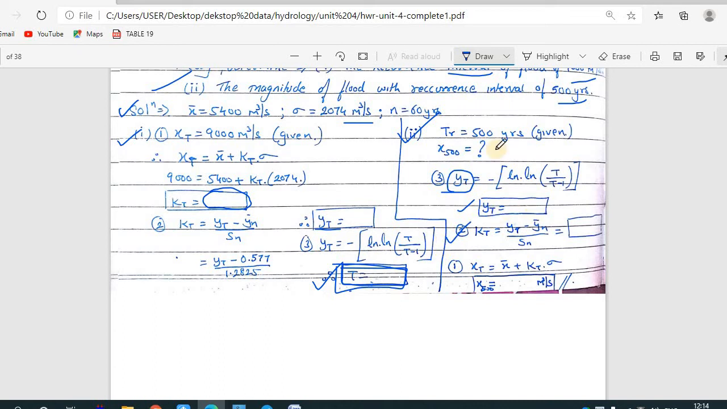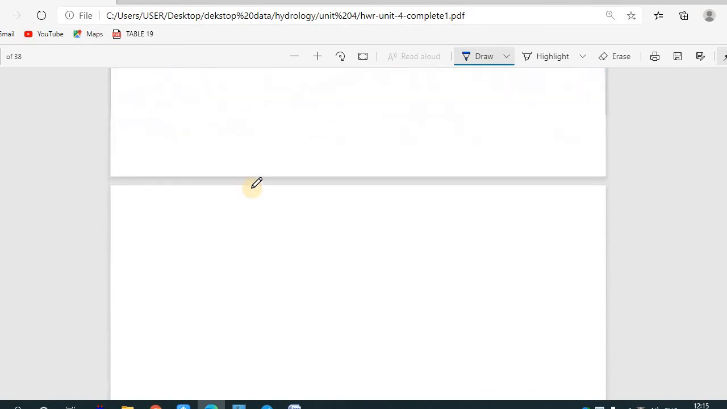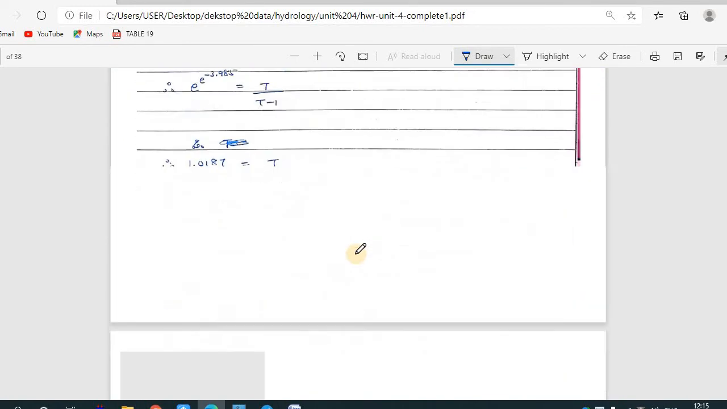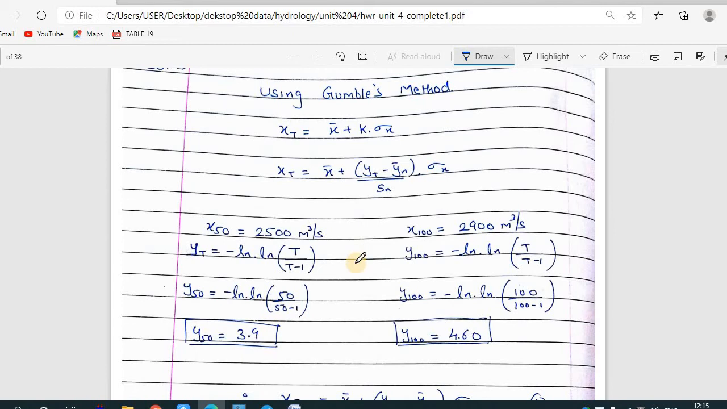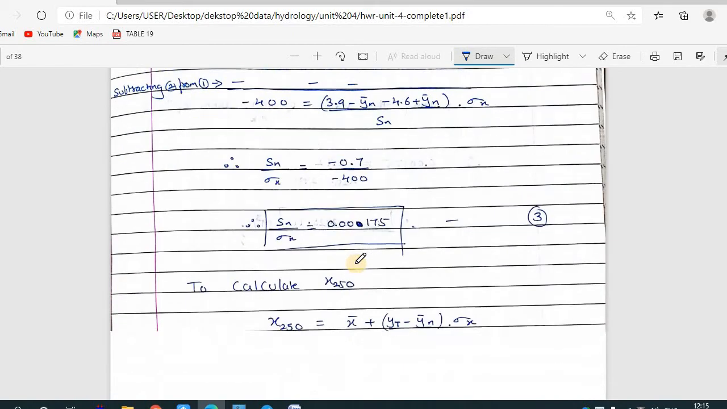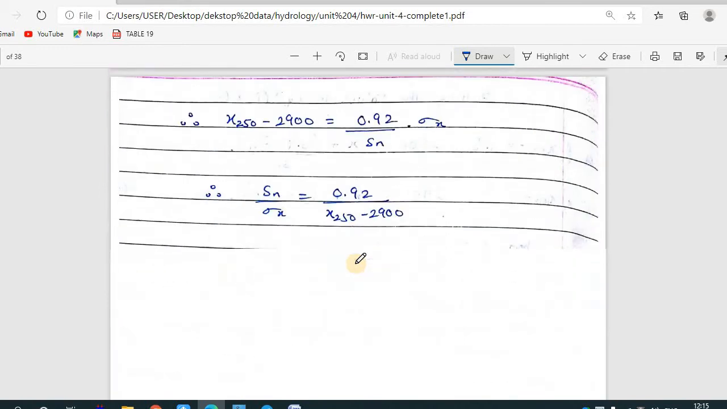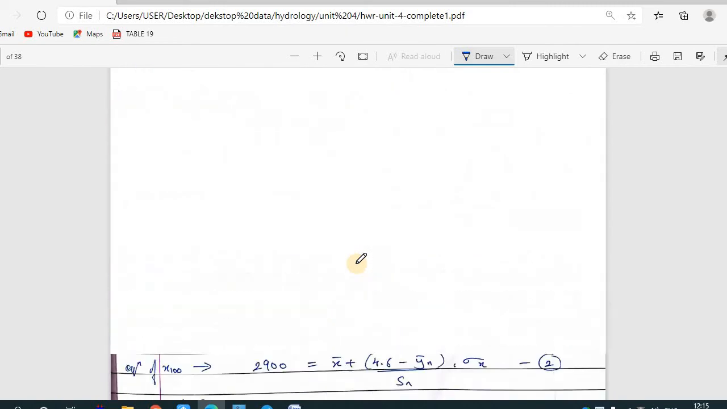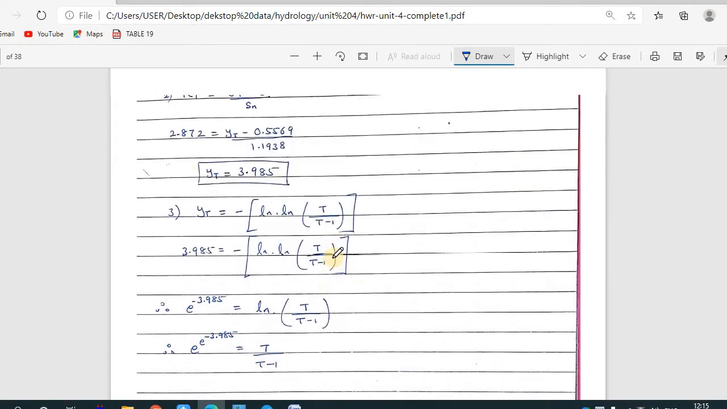From this we can get the kt value. After using this kt value in the first formula, we can get the value of x 500, that is the magnitude of the flood in 500 years. In this way you can try to solve these problems. Then we will do the last numerical related to the Gumbel method. This is the last method, and then we are completed with our 4th unit.